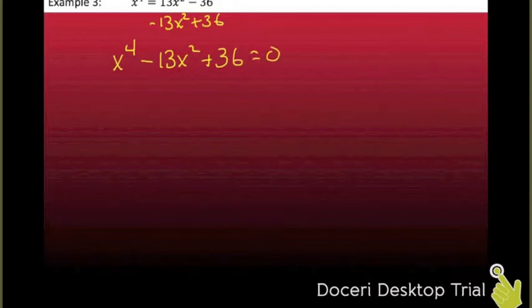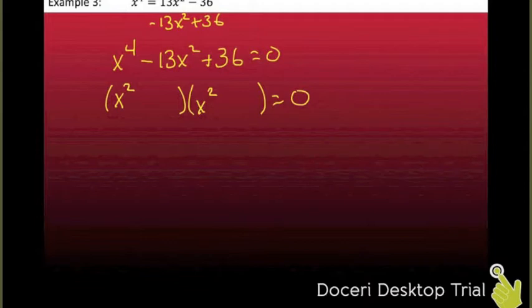Now, factoring this might seem a little more difficult, but it's actually not. We're going to have our two sets of parentheses. X to the fourth, if you're breaking that up into two things that multiply to get it, you're going to have x squared and x squared. For 36, we need to figure out two things that multiply together to get that and add or subtract to give you 13.